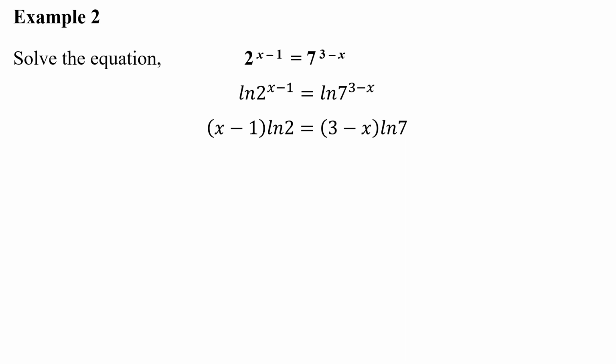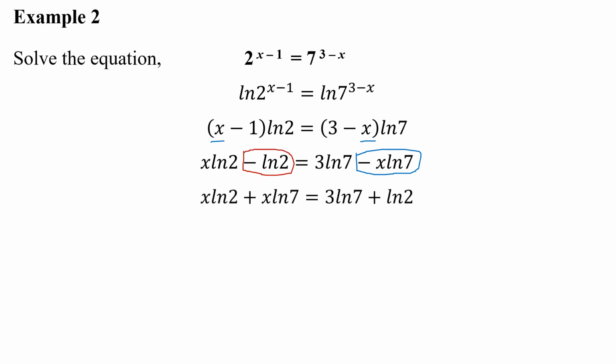So the next thing is to remove brackets, because we have x on the left hand side and x on the right hand side. We want to solve for the same x. So let's remove brackets here. If we remove the brackets, this one will be x ln 2 minus ln 2, which is equal to 3 ln 7 minus x ln 7. Right, so the next thing is to collect like terms and simplify. We can take this minus x ln 7 to the left hand side, at the same time taking this minus ln 2 to the right hand side, and we end up having something like this.